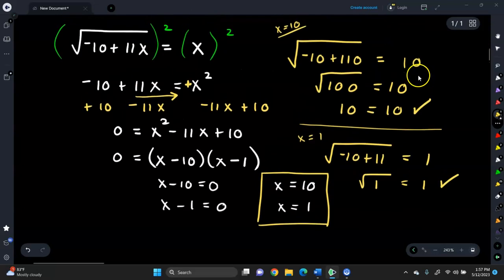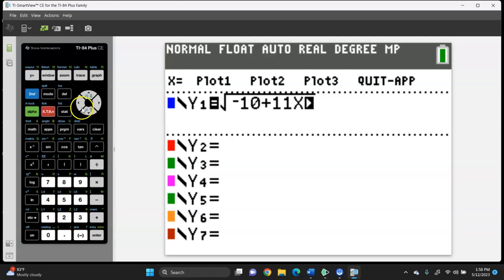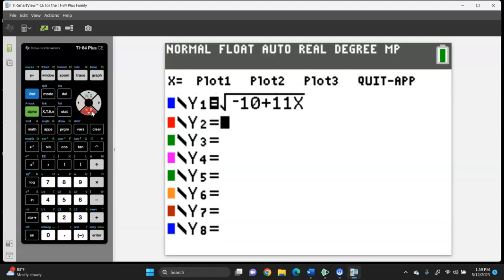Okay. Let's just look at this graphically to make sure you understand what's happening. Go to my calculator, and I'm in y equals. I've got the square root of negative 10 plus 11x. And then in y2, I'm going to put x.